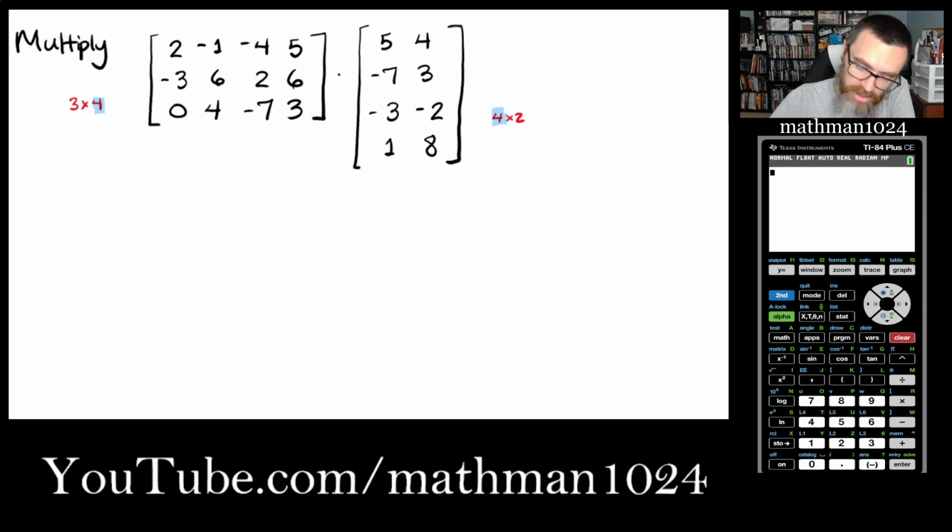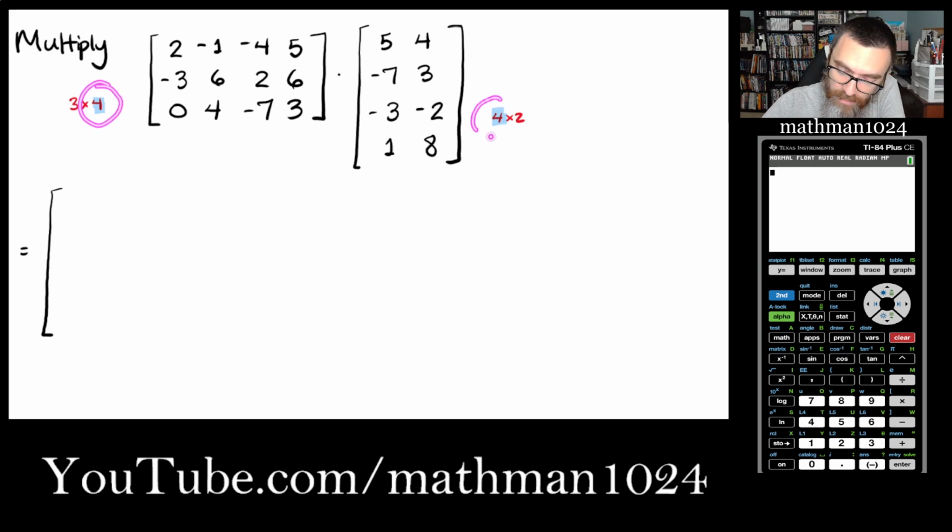All right, so let's actually write this out. We're going to need plenty of space here. Now, the result of this should be a 3 by 2 matrix. So we've got to make sure that the columns of the first and the rows of the second are the same. When they are, the result is going to be 3 by 2. It's going to be those outer numbers there. All right, so let's make this happen.